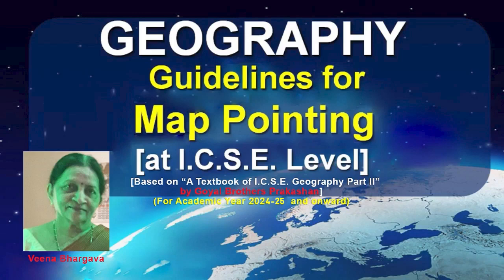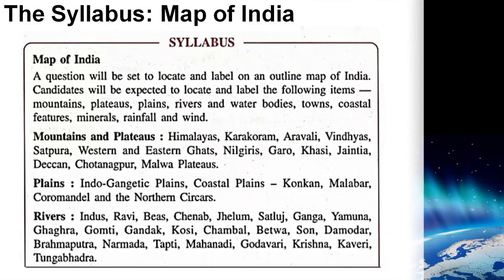As you know, map pointing is a compulsory question in the ICSE board examination paper of geography carrying 10 marks. I am sure it will be very useful for students of ICSE all over India. This video is a sequel to my 3 videos on interpretation of topographical survey sheets on YouTube. Since map pointing is a compulsory question carrying 10 marks and the syllabus is given to the point by the council, you must master this skill and get full marks in this question.